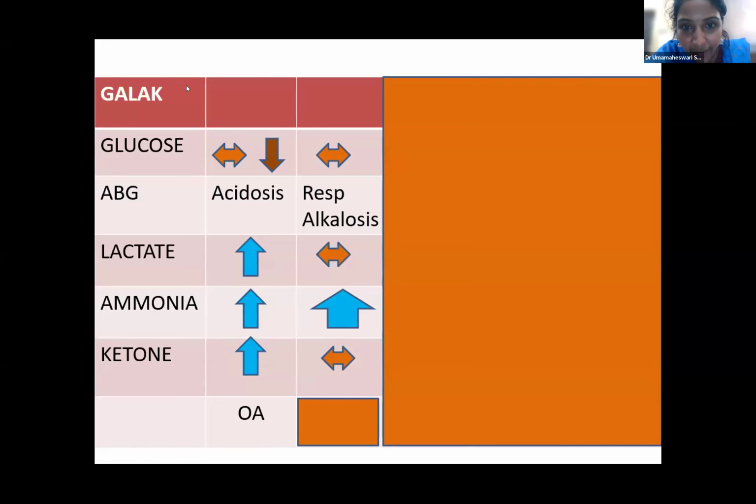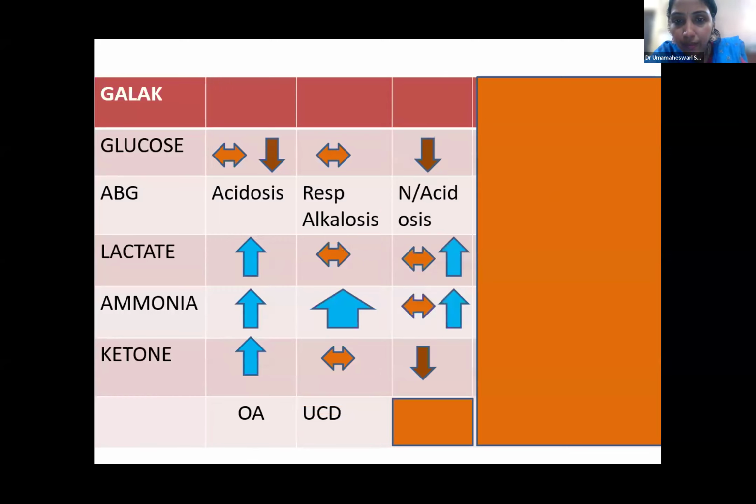So just now we discussed, right? What did we do? Yes, urea cycle disorder. Again, this is the initial presentation, whenever the ammonia is very much elevated with respiratory alkalosis.